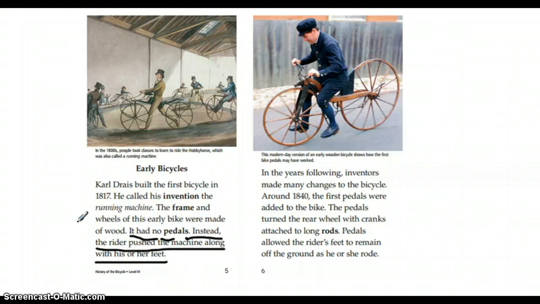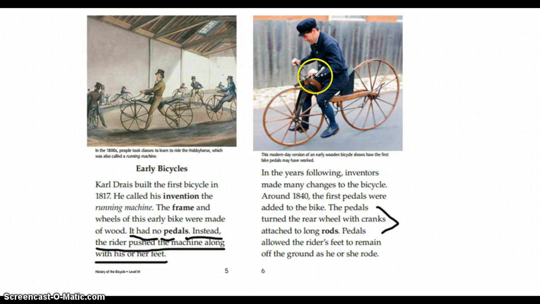The other thing that I learned is that the first pedals were added to the bike and they turned the rear wheel with cranks attached to a long rod. That seems like a lot of words to say, and it seems very similar to what's said here. So I can say it in my own words by saying that pedals were attached to a rear wheel and they were attached to a long piece, and that long piece turned the rear wheel with cranks. Both of these things were stated in the passage, but I instead said it in my own words.